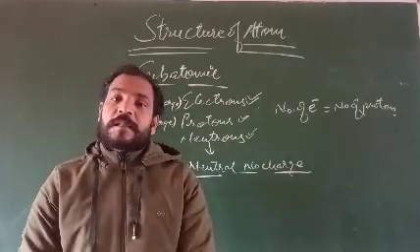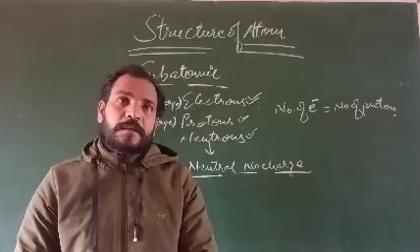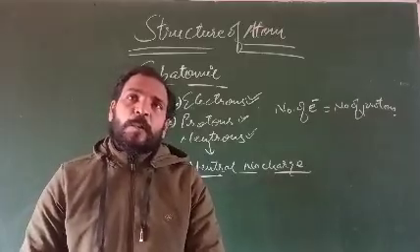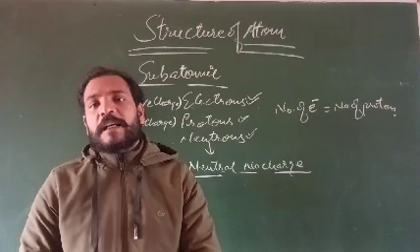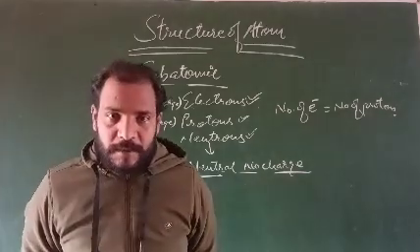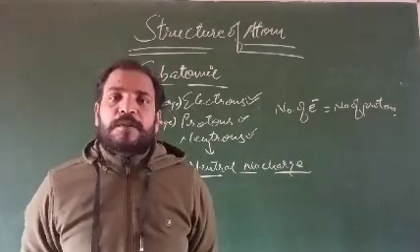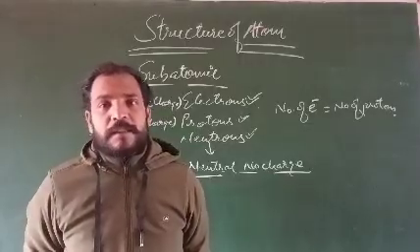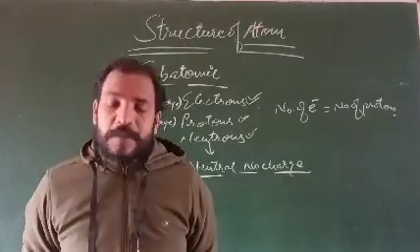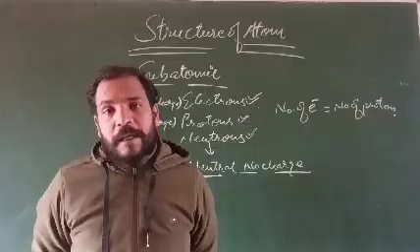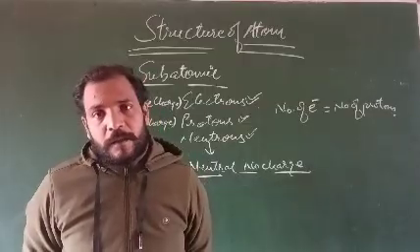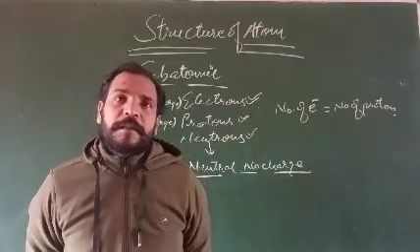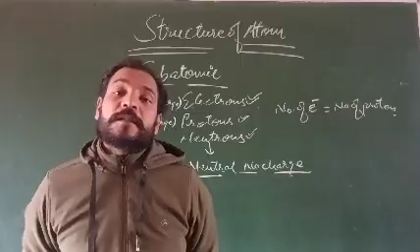So we will discuss the discovery of the electron with a schematic diagram of the cathode rays experiment that was produced by a discharge tube. The cathode rays experiment was done by J.J. Thomson in 1897, and for this experiment he used a discharge tube.